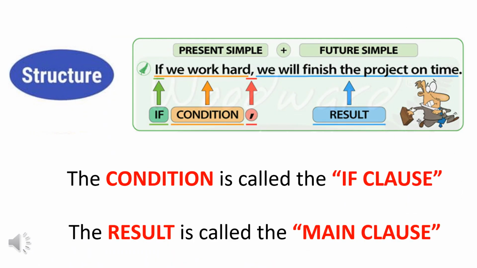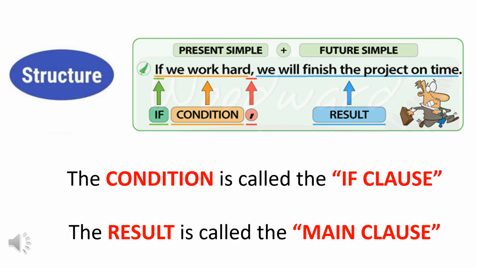When we talk about conditionals, they will always have two important parts. Part number one is a condition that is going to be conjugated in simple present. And part number two is the result, the consequence. And this consequence is going to be conjugated in future simple using will.